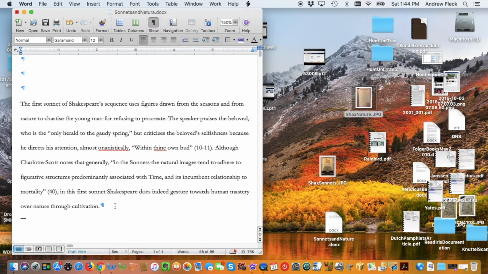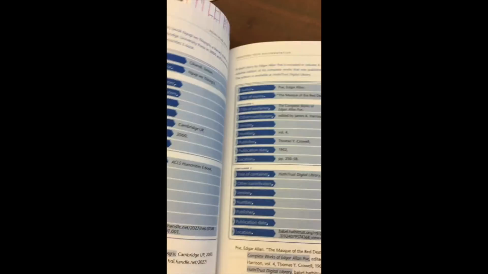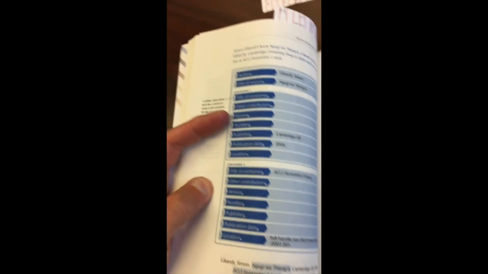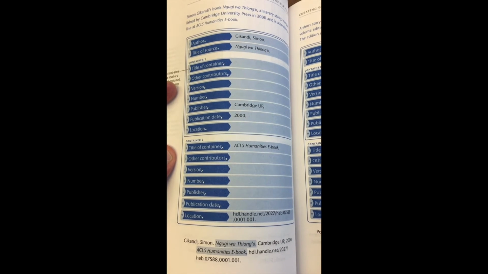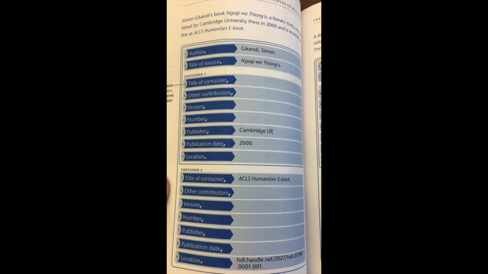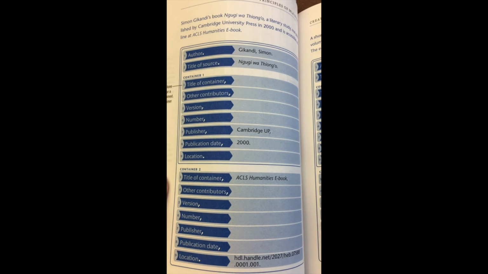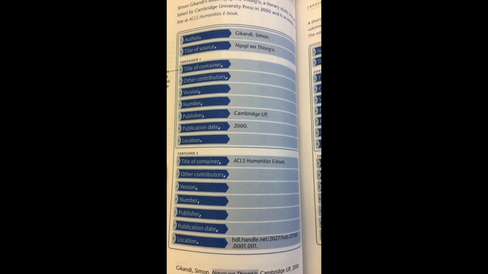Now, let's talk about how to do the works cited. Let's just take a quick look at those three types. So the monograph, in our little guidebook, it's described on page 34. So if you were going to be citing a book with this title, which I'm not going to attempt, Ngugi wa Thiong'o by Simon Gikandi from Cambridge University Press in 2000, and which maybe you have accessed electronically.